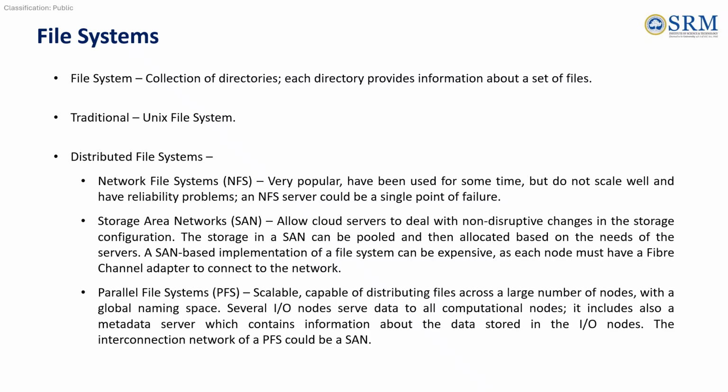To overcome scalability issues, parallel file systems were introduced. These systems distribute files across many storage nodes and allow multiple nodes to serve data simultaneously. They also include a metadata server that maintains information about file locations. Because many nodes work together in parallel, these systems provide high scalability and faster data access, making them suitable for large cloud infrastructures.